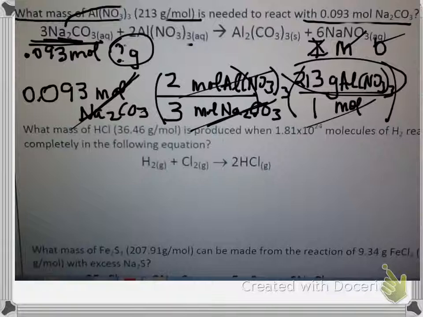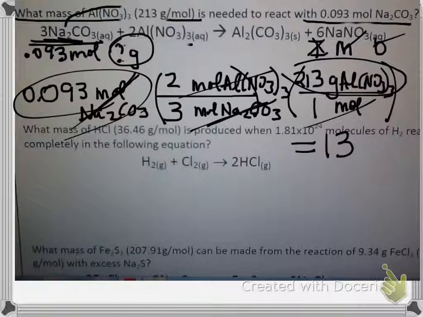Just a matter of picking up our calculators. So let's write it in. We've got 0.093 times 2 times 213, divided by our denominator, so divided by 3. I got 13.206. Notice we're given 2 significant figures when we start, so we're going to round to 2 significant figures when we end. So that'll be 13. But 13 what? 13 grams of the aluminum nitrate. Alright?